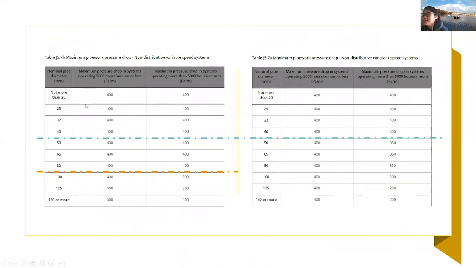So just to show you the tables that are in the code, on the left there, we have a table showing your maximum pipework pressure drop for non-distributive variable speed systems. And then on the right side, you have the maximum pipework pressure drop, also for non-distributed systems, but constant speed. So in blue there, you can see that if you were running a constant speed system, your maximum pressure drop allowance is lower compared to a variable speed system.